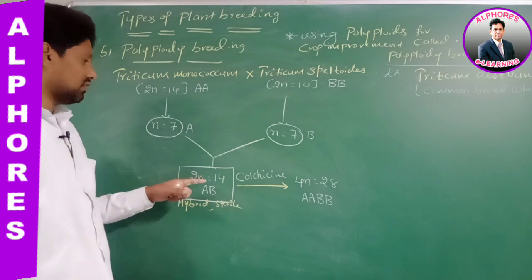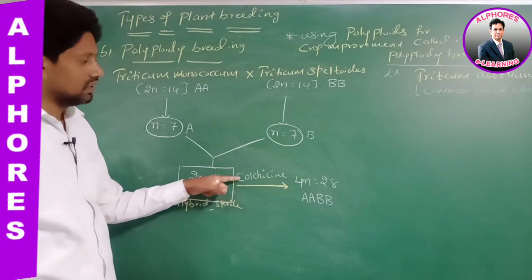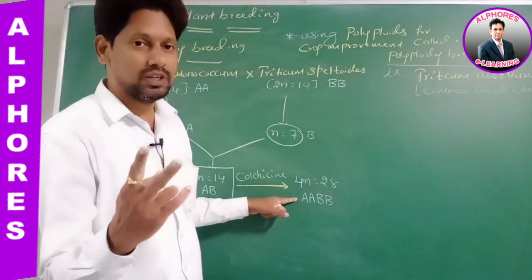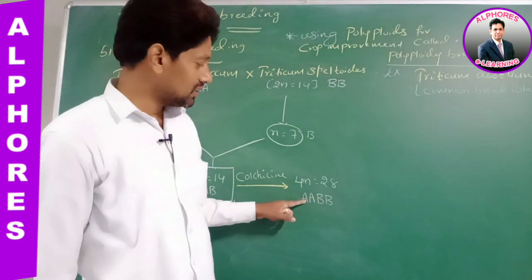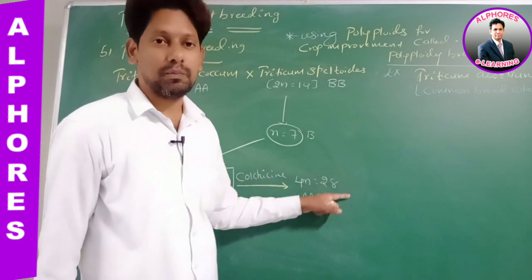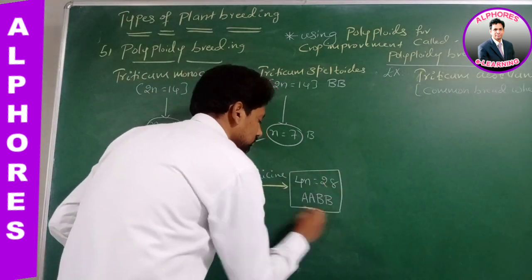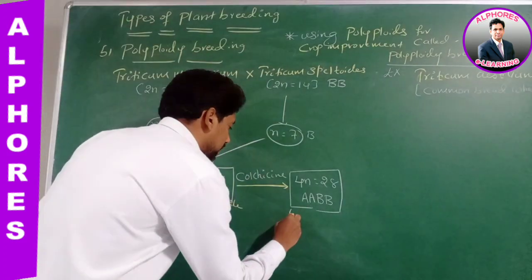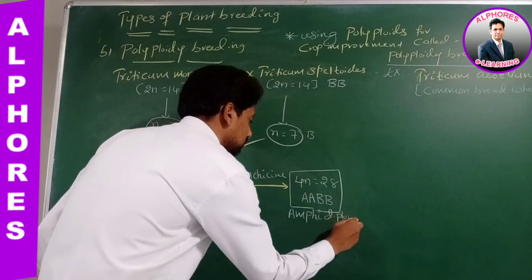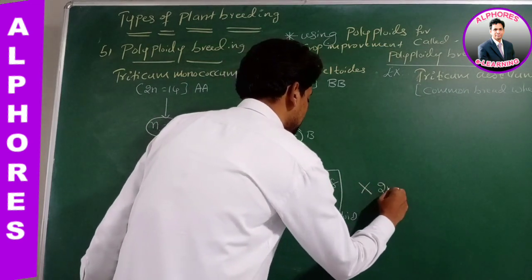Right. Now, sir, we treated this diploid with colchicine. Colchicine is a chemical mutagen. Then what did we get? 4n equals 28. This is called amphi. Amphi means both. Amphidiploid, because two A's are there, two B's are there. Therefore, this is amphidiploid. Sir, now this amphidiploid is crossed with another diploid plant.